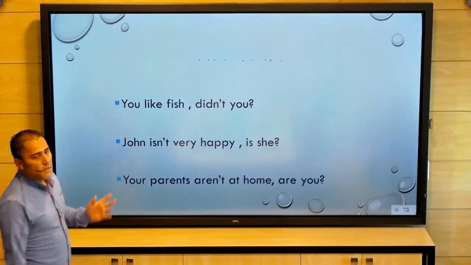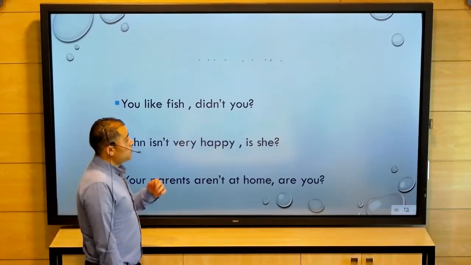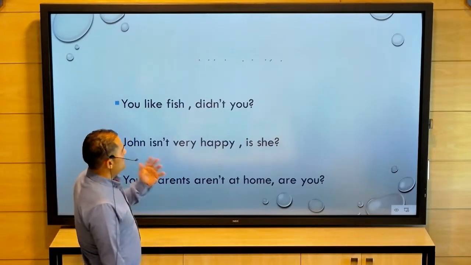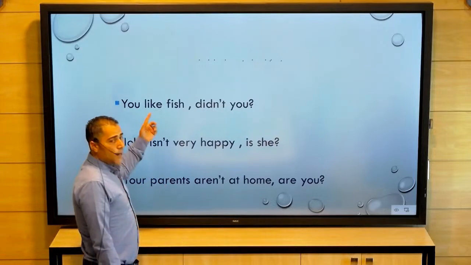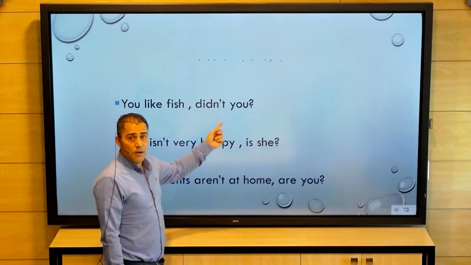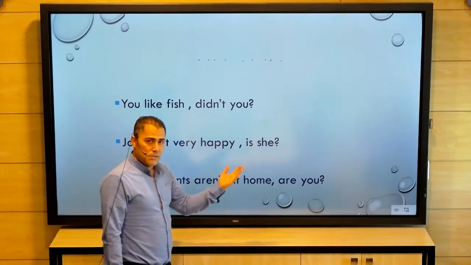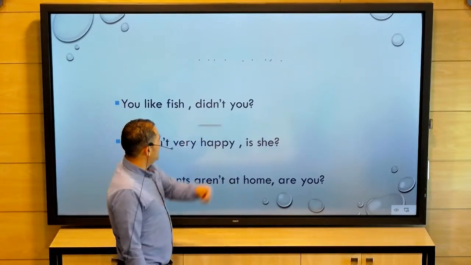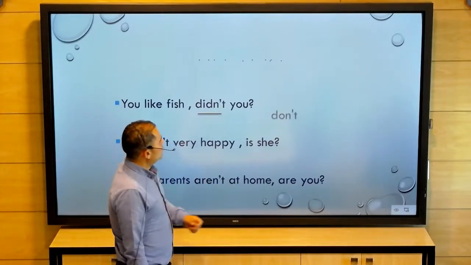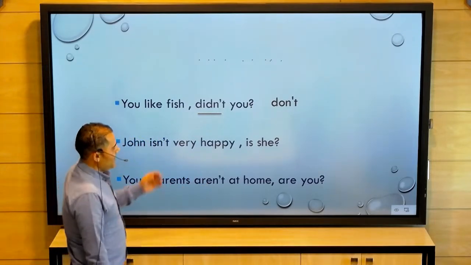We have to find the mistake here. We have three sentences with a mistake. You like fish, didn't you? The mistake here, as you can see, is that like is a verb in the simple present tense, and we put the auxiliary in the past. Something is wrong. We have to replace it with the present auxiliary, which is in this case do. Don't you?